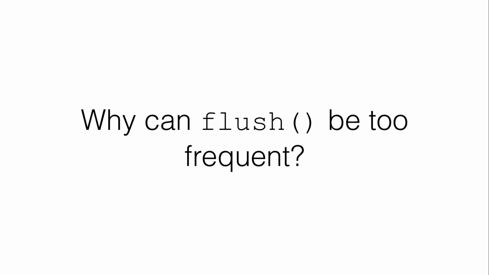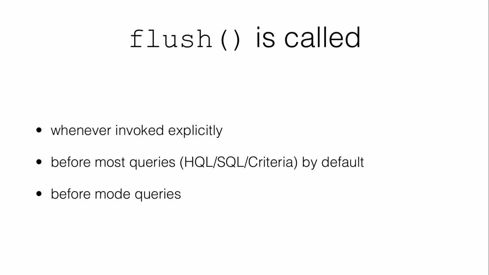We have also mentioned that flush could be too frequent in other cases. So maybe flush time is not that bad, but you're calling flush a lot of times, and then you get into a performance problem. When is it called? Well, of course, it's called if you invoke it explicitly, but there are also implicit cases in which flush is actually called under the hood.